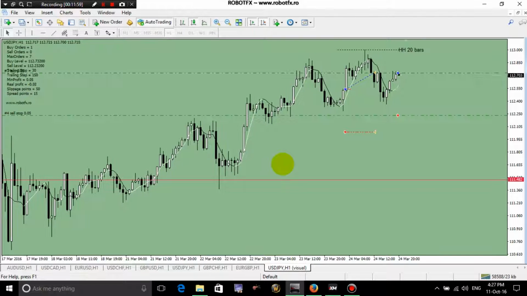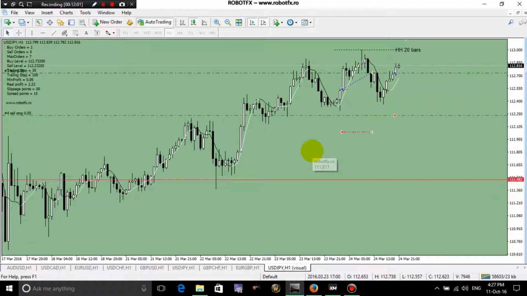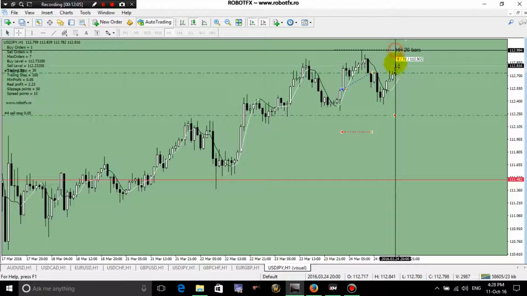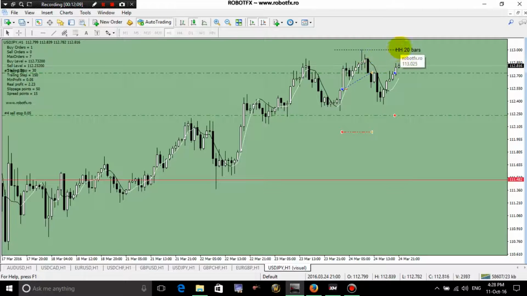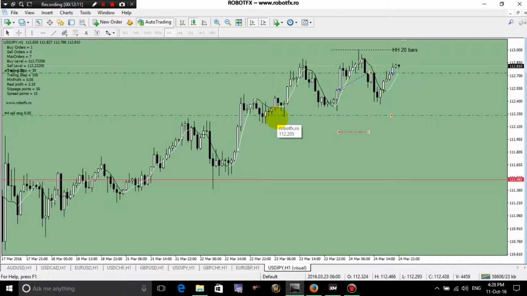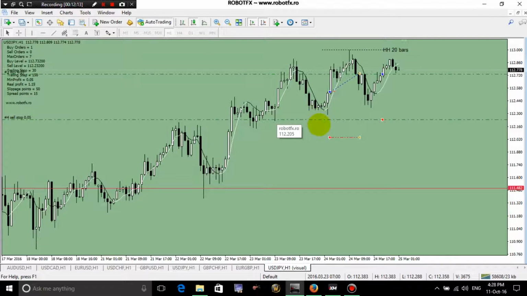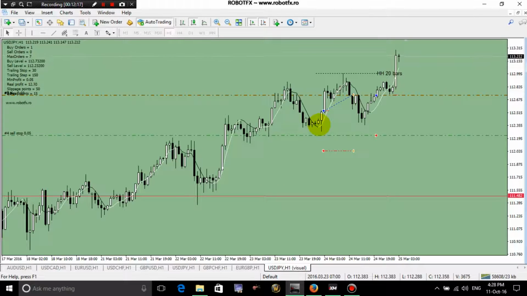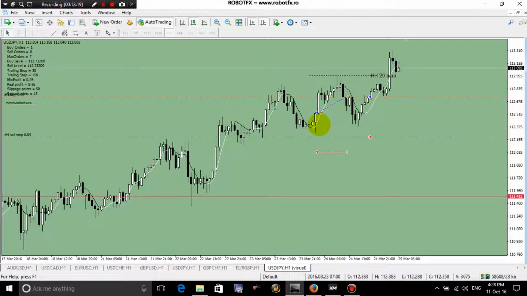Looks like we'll have another trade. Yes, it happened again. Again, it was a valid one. The signal was more than 20 pips below the last highest high, so the expert advisor allowed the trade to open. And basically, this is how you want to trade with the trend.